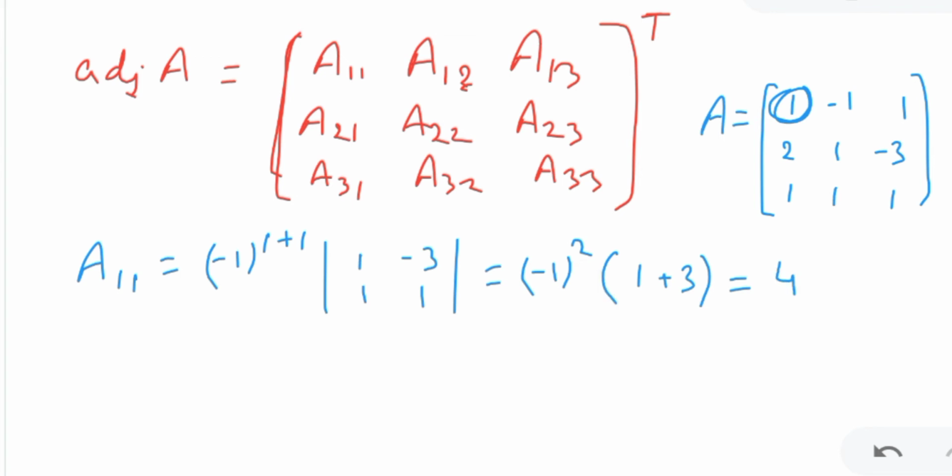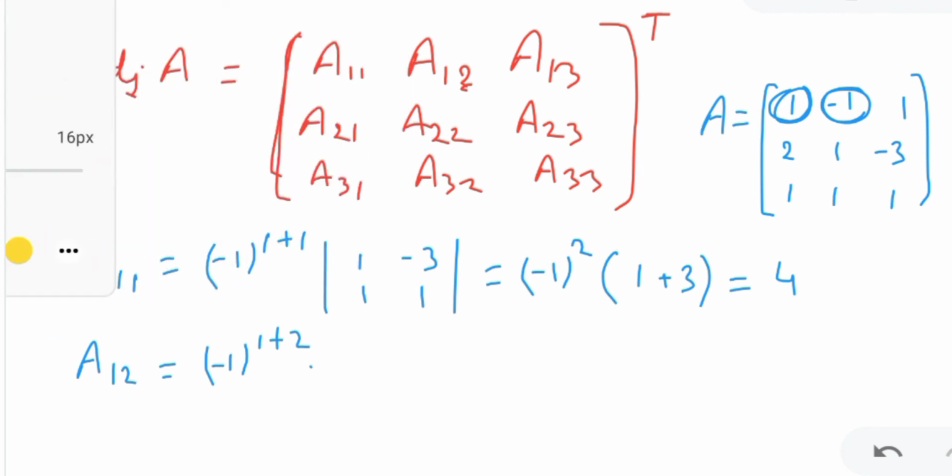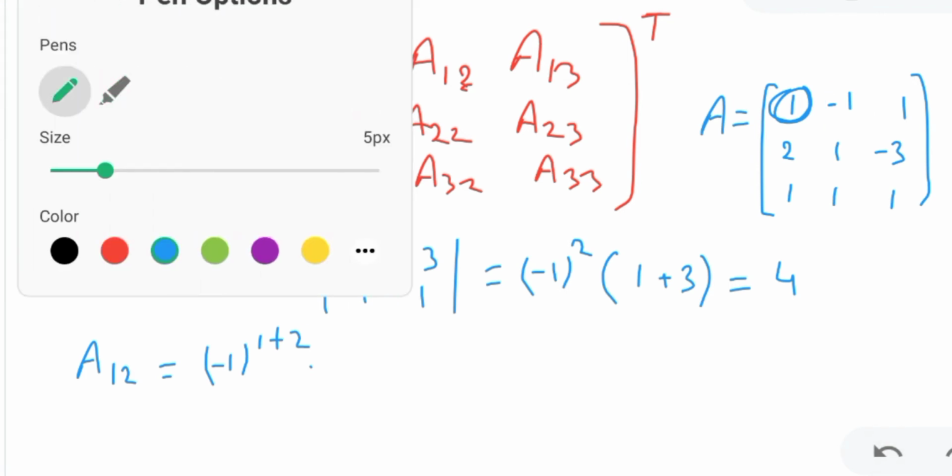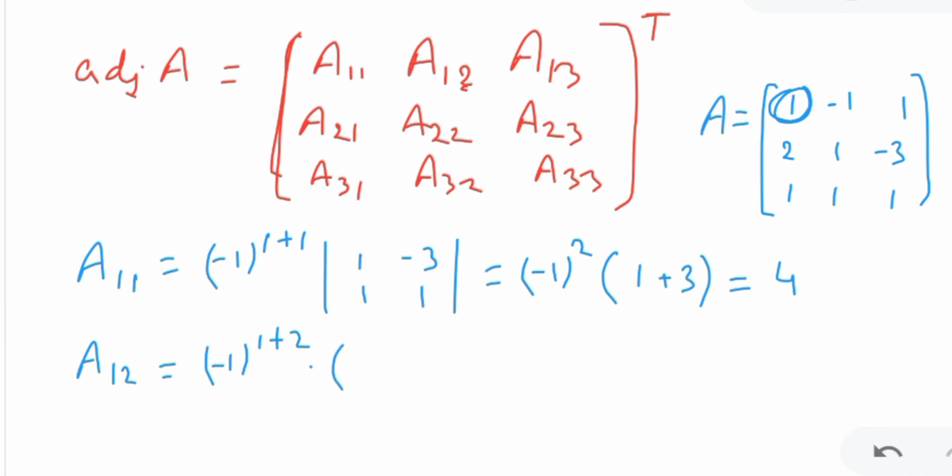So in this way we will find for every element, like for A12. A12 is minus 1 to the power 1 plus 2, because the I value is 1 and the J value is 2. And then corresponding to this, this row and column will go, and the remaining 2 into 1 minus 3 into 1, correct? So we will do like this, okay? I am writing directly. For A11 I showed in detail, now I will write directly for this element.